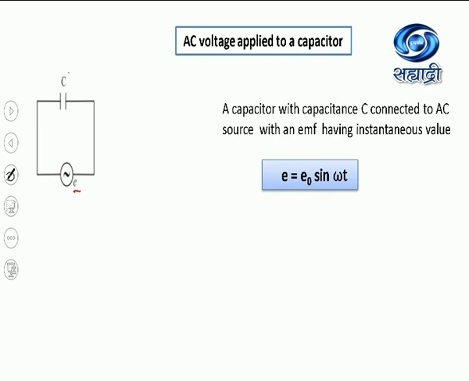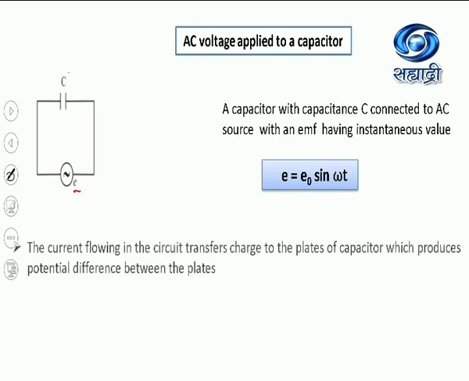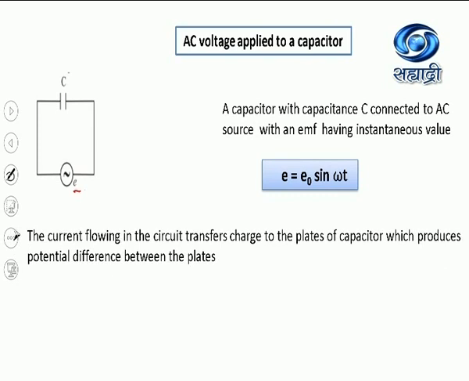Instantaneous value of the EMF applied across the capacitor is given by the formula E = E0 sin ωt. The current flowing in the circuit transfers charge to the plate of the capacitor, which produces potential difference between the plates. If the current is flowing in one direction, say clockwise, then this plate will have negative charge, and due to electrostatic induction, this plate will have equal amount of positive charge, and that's why potential difference will be developed between the two plates.